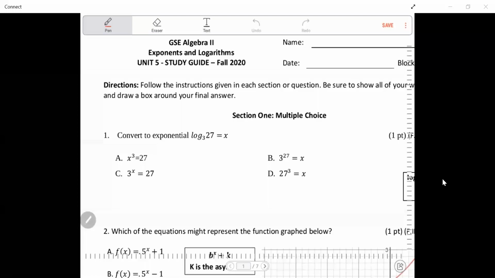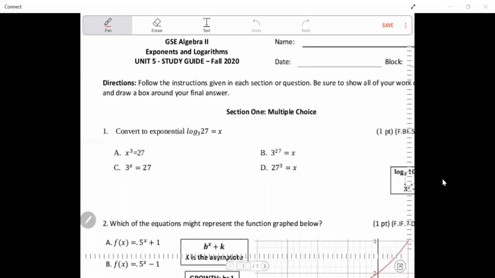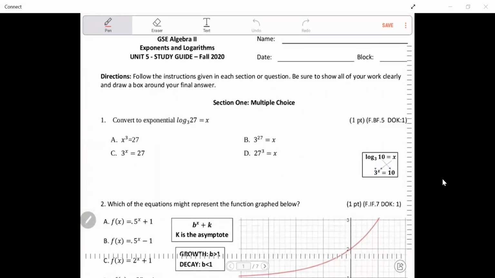This class notes video is on how to use the Unit 5 study guide for fall 2020. Also, this is the exact format of your unit test. So the problems won't be the same numbers, but they will be the same type of problem. All right, so let's get started.